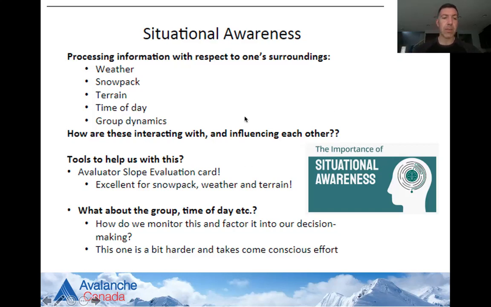Some things to help us out. So we've got the evaluator slope evaluation card. We're going to bring that in, as I said, later on in the course. It's excellent for the snowpack evaluation, the weather, and the terrain. What about the group and the time of day? As I said, you need to keep monitoring it and factor it into your decision making. It is a little bit harder to get to grips with, because you're mainly dealing with yourself, unless you're used to dealing with groups of people and looking after other people in adverse conditions. Then it does take a little bit more effort to put to the forefront in your mind.